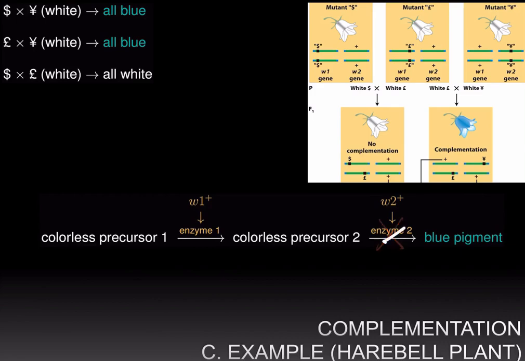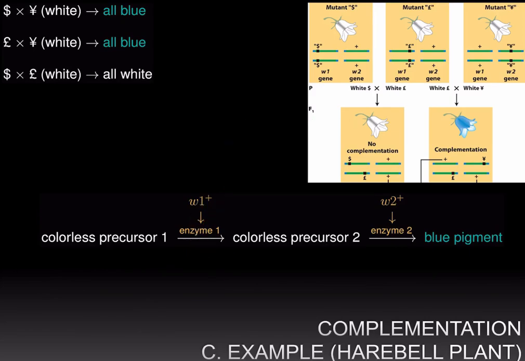Now, when you cross the dollar strain to the pound strain, you are W1 dollar over W1 pound, and you lack the enzyme because you don't have any W1 plus alleles, and you are blocked, and you can never make the second colorless precursor for it to get converted into blue pigment, and you end up as a mutant or white flower.